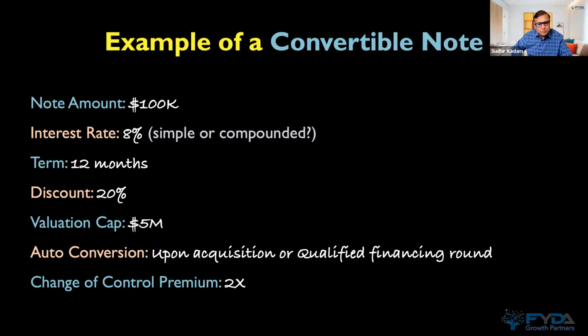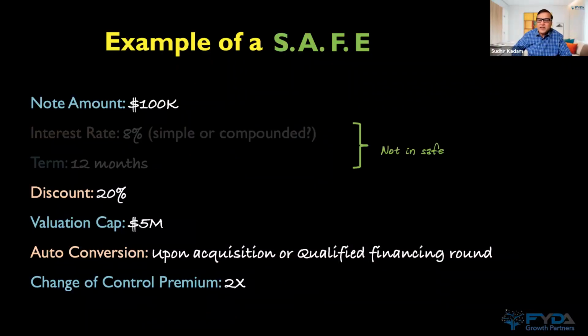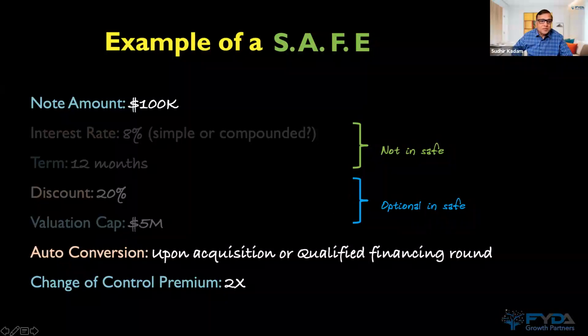Now let's look at how this works in case of a S.A.F. In case of the S.A.F, there is no interest rate or there is no term, okay? Usually the S.A.F is very open-ended, saying that I have given you this equity. When you convert, you give me so much equity in it. You convert this into equity at the next round, which will happen. And these are very optional. There may not be any valuation cap. There may not be any discount also in S.A.F.